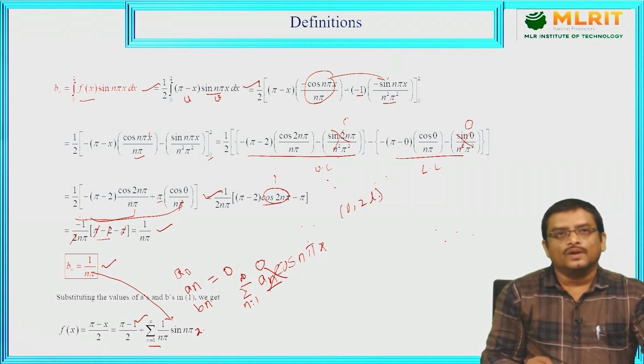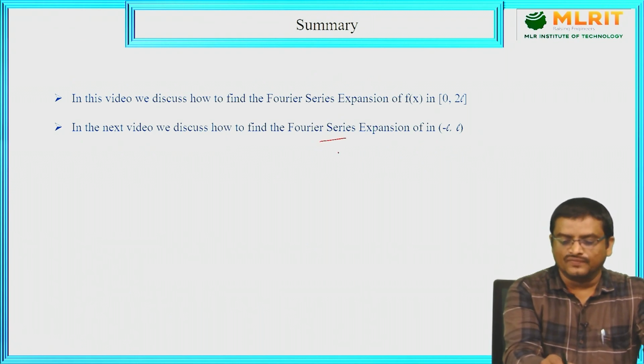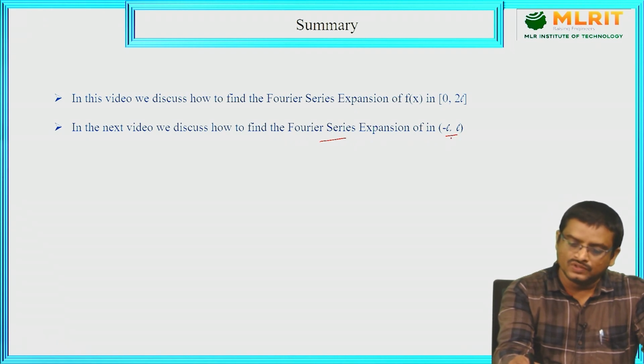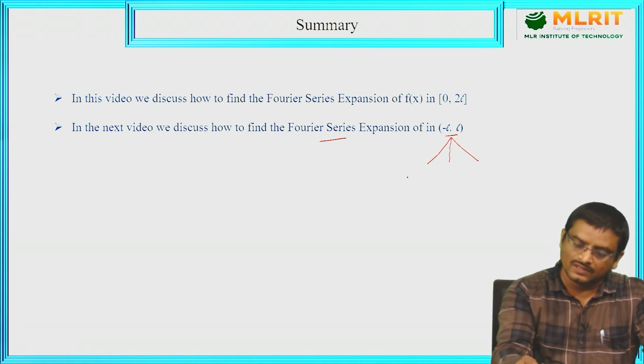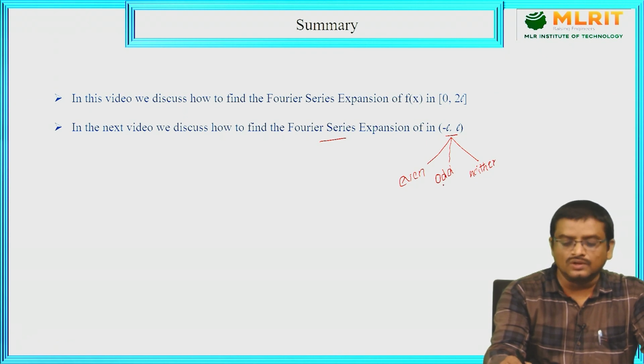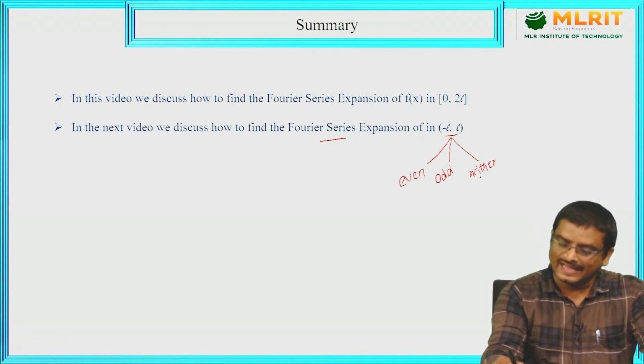Okay, so this is the way how we can find out this Fourier series expansion in the arbitrary interval 0, 2l. Now in the next video we will go how to find out the Fourier series of expansion for the given function f of x in the interval minus L, L. So whenever we are having the interval minus L, L, here that function we can consider as the function may be an even function and function may be an odd function between the limits minus L to L, or the function may be neither even nor odd. So in the next video we are going to define what is an even function, what is an odd function, what is neither even nor odd.